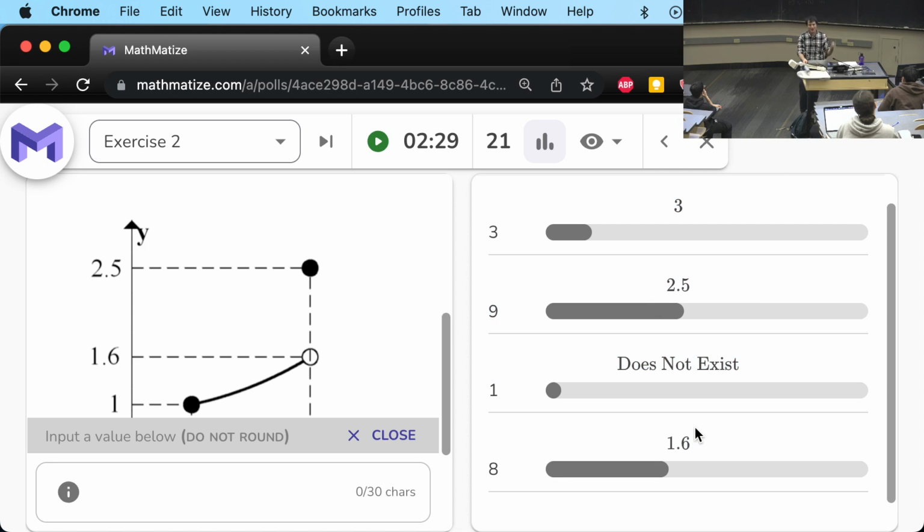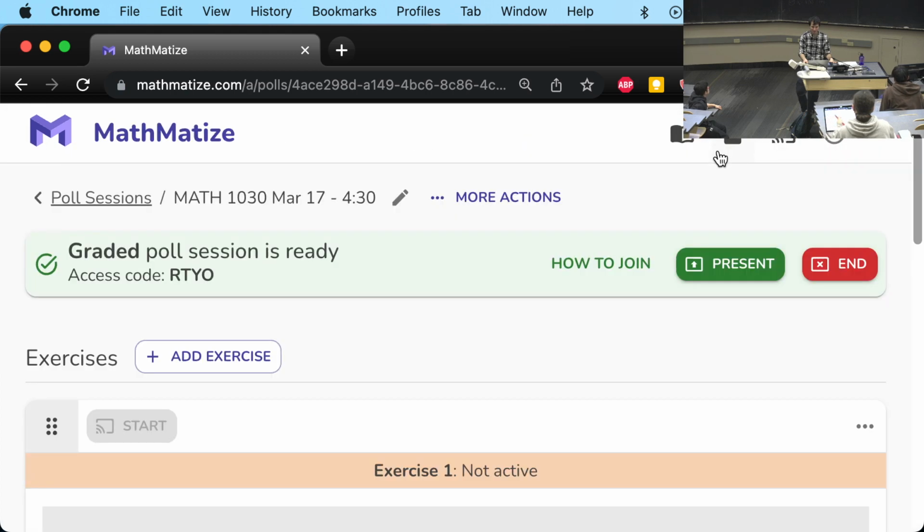Which one is it? Feel free to talk to your neighbors. I'm going to give you a revote. You can have another chance at it. Adrian and I are here. We're happy to help you out. Put up your hand and we'll come talk to you. We're going to revote it and we're going to see, is it 1.6 or 2.5?